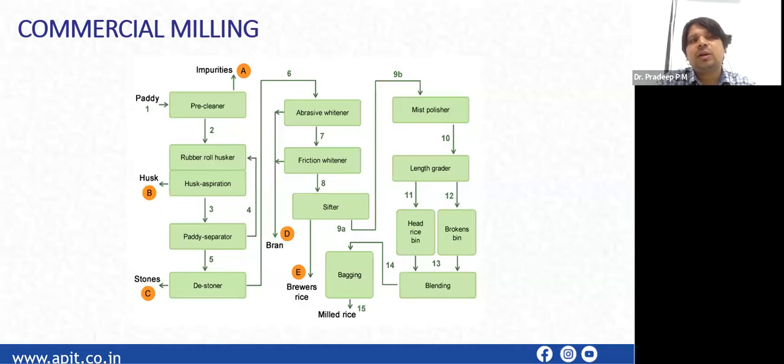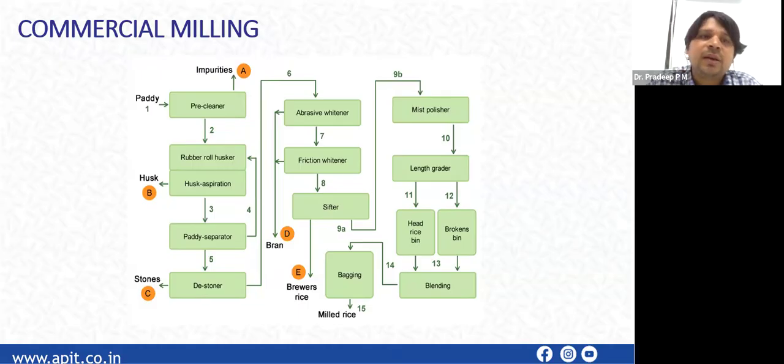So coming to the commercial milling, previously we saw the conventional methods. Whereas in commercial milling, there are various stages by which the milling is done. Not only one part, meaning removing of the husk and removing of the bran. This paddy passes through different stages. We call it dehusking and whitening.